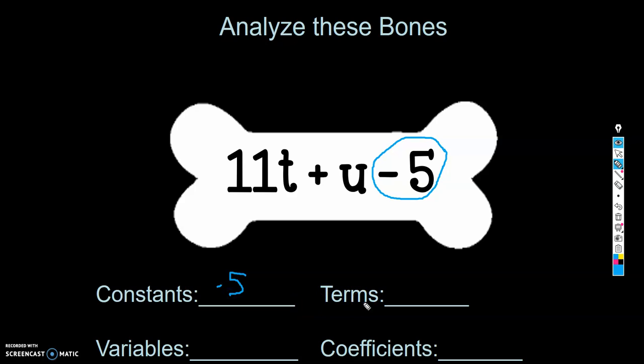Terms, remember that terms are like words in a sentence, and we know that where one word stops and one word ends, we understand that because there are spaces, but when we're looking at an expression, what we have in between them is an operation sign. So in this case, I have a plus and a minus. That tells me that this is a term, so I have 11t. My u, the variable u, is actually a term, and then my -5 is a term.